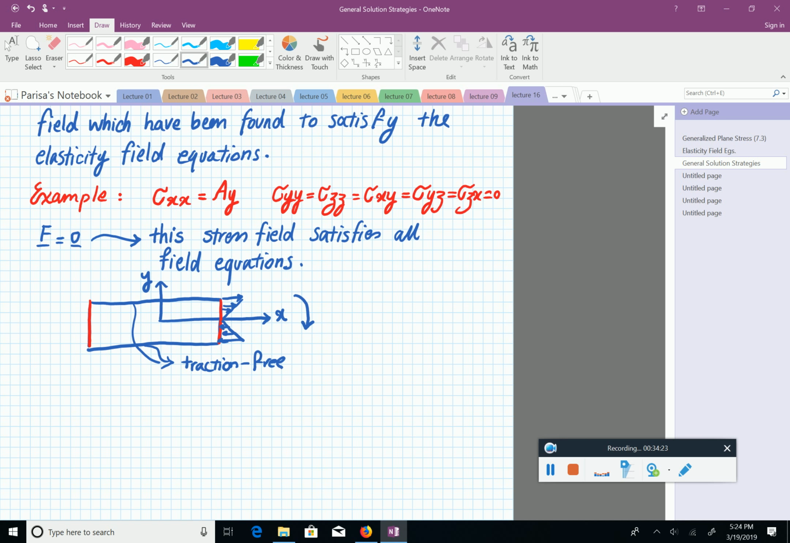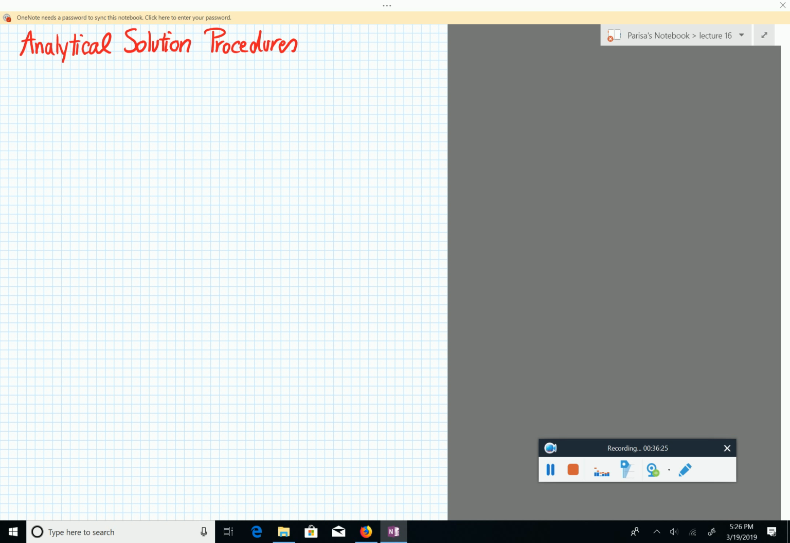How many of you are familiar with Airy stress functions? A little, Kingsley, here, a little. Okay, so it's not that all of you know already about it. I need to know that. There are different kinds of analytical solutions, and one of them is using the Airy stress function. So let's see what this is about.